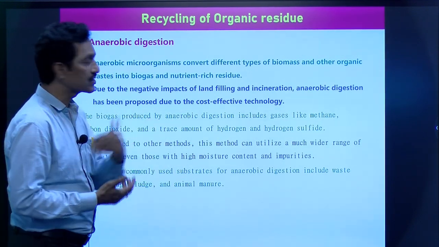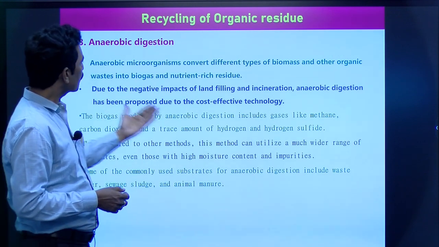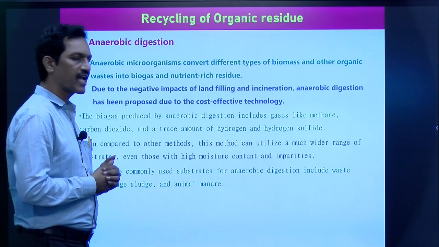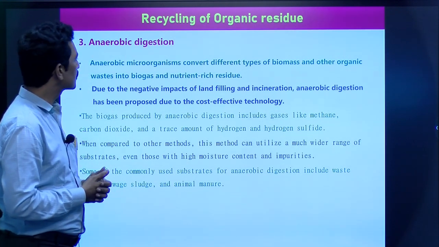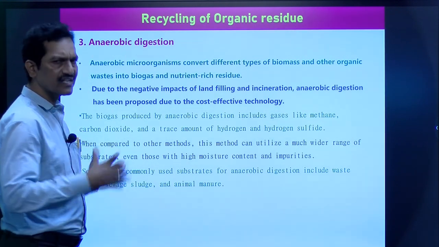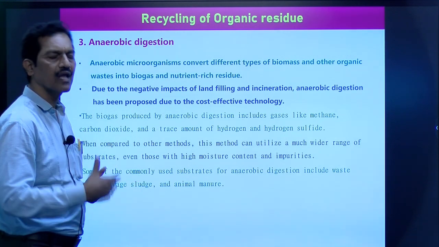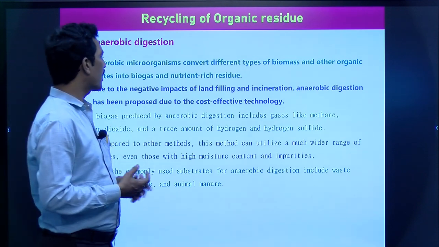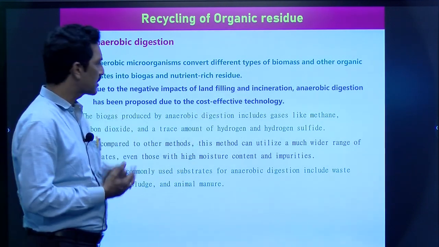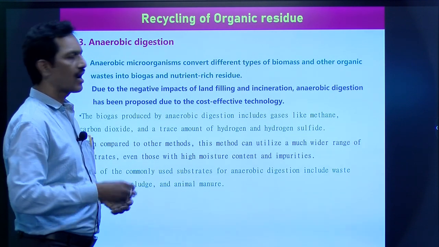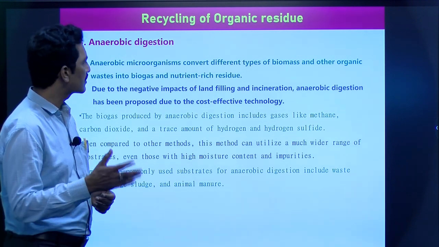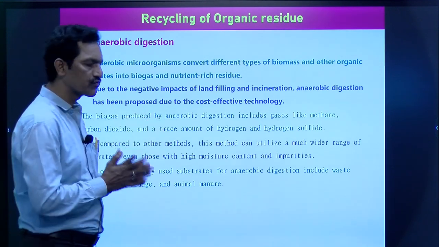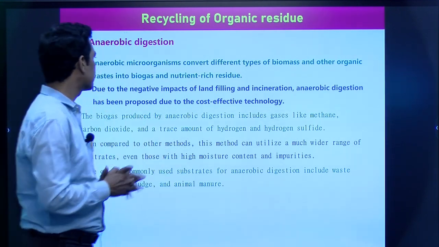The biogas is produced. Due to the negative impacts of landfilling and incineration, anaerobic digestion has been proposed as a cost effective technology. It is a very easy method, as so many anaerobic bacteria are available in nature. The biogas produced by anaerobic digestion includes gases like methane, carbon dioxide and trace amounts of hydrogen and hydrogen sulfide also, but especially the methane gas is used as biogas.